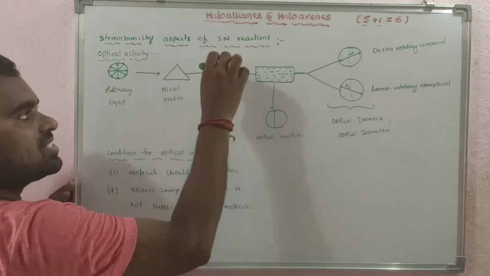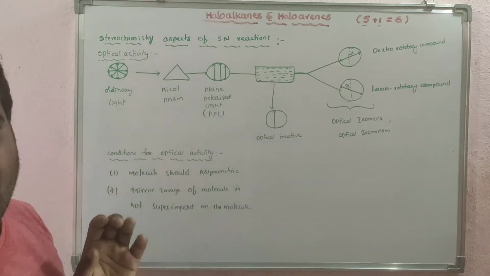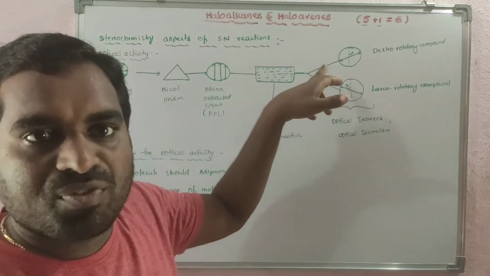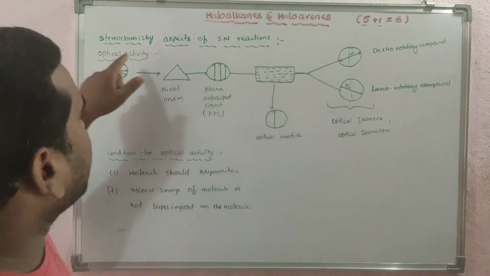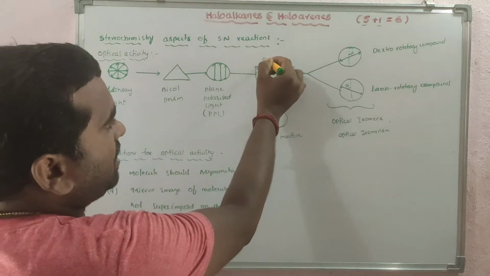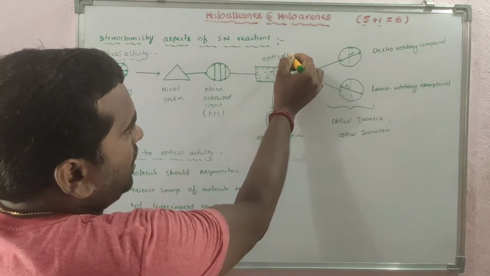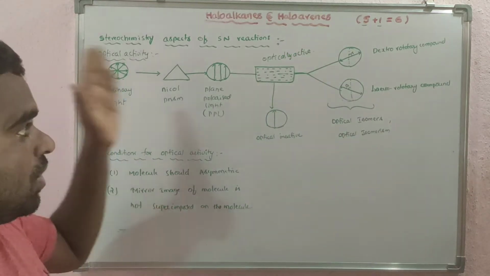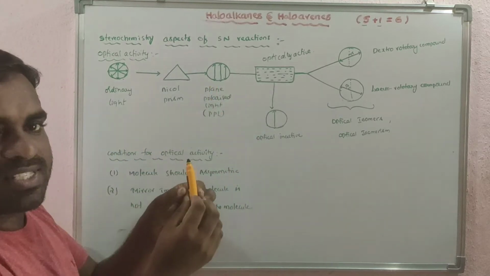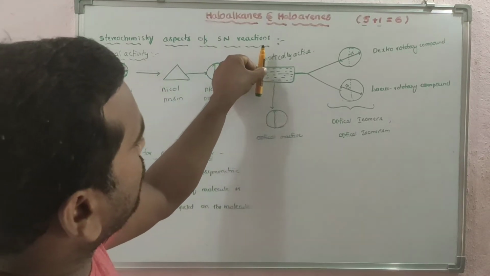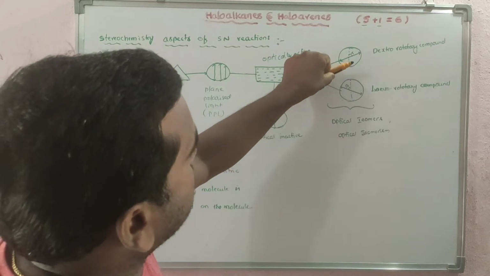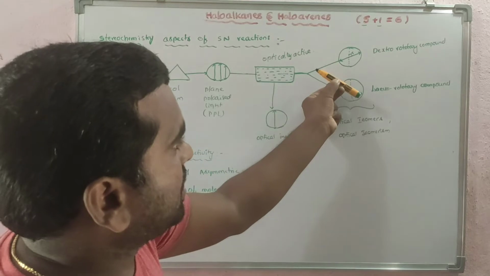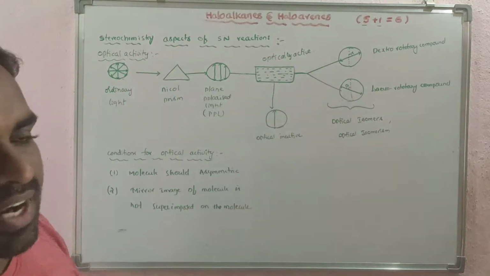When this plane polarized light is passed through the solution of a compound and the compound rotates the plane polarized light, we will call that compound an optically active compound. If it rotates the plane polarized light in any direction, towards the right or towards the left, we will call that compound optically active.